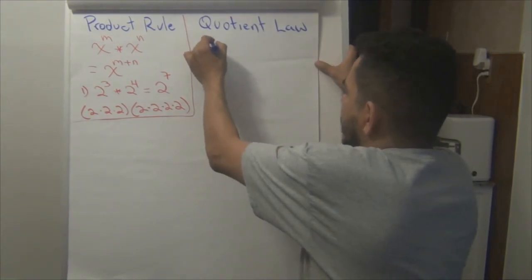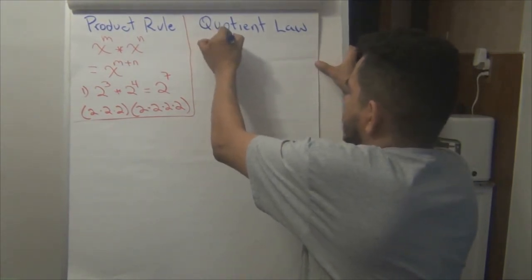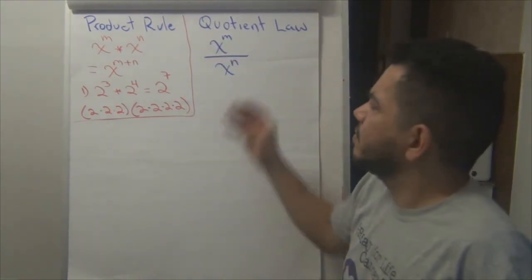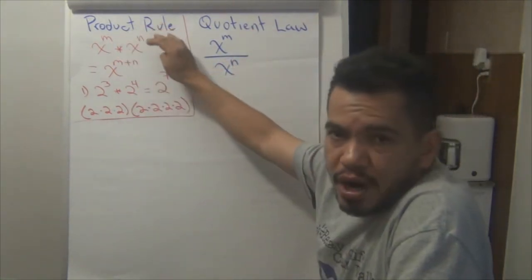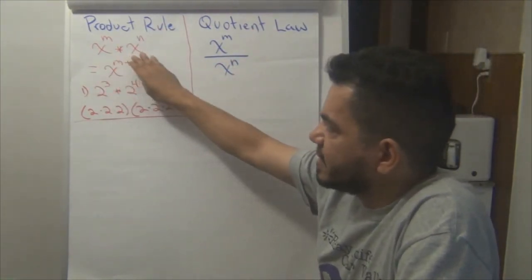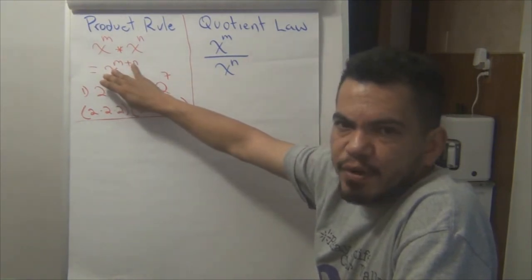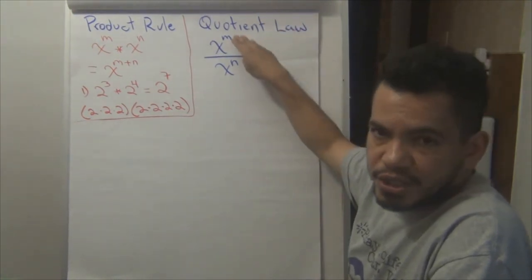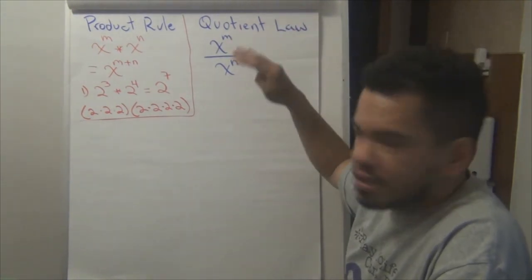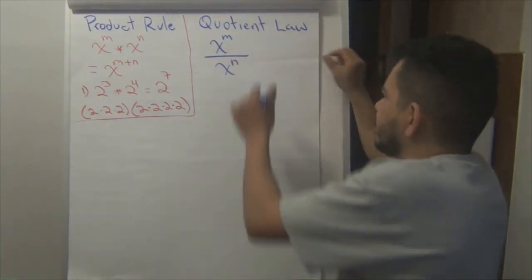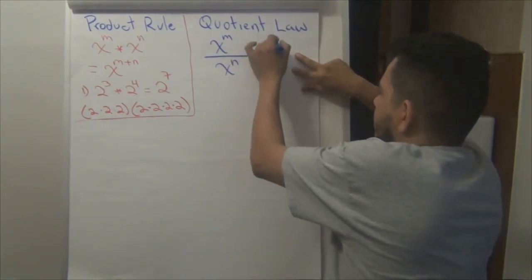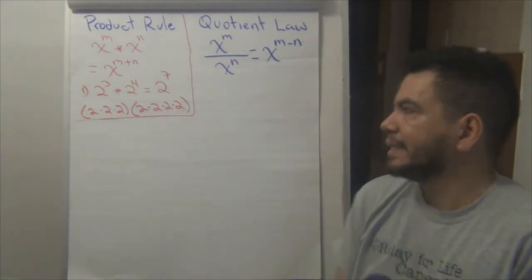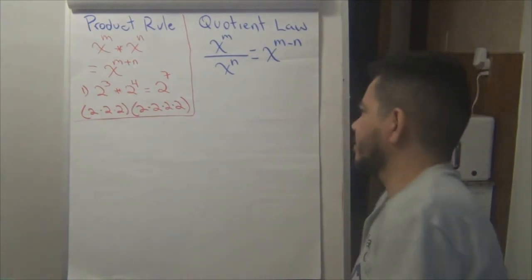So we have the following. It says that if you are dividing x to the m by x to the n, you don't even have to think that much about it. Look at this. The product rule says that when you multiply powers of the same base, you keep the base and you add the exponents. That's multiplication. So in the quotient, which is another fancy word for division, when you have a division, guess what you're going to do? You're going to subtract.